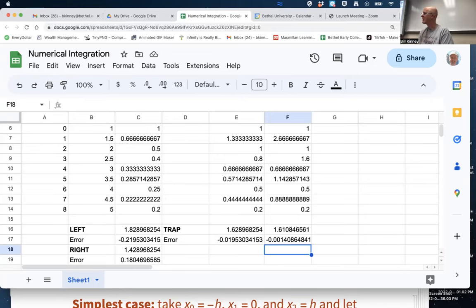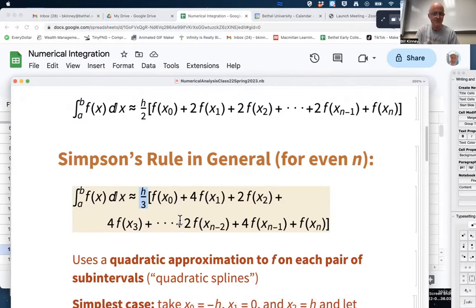But wait a minute, don't those error terms only apply for the simpler case? Yes, but they can be combined just like the formulas can be combined over bigger intervals with more subintervals. What's the result when you do so?